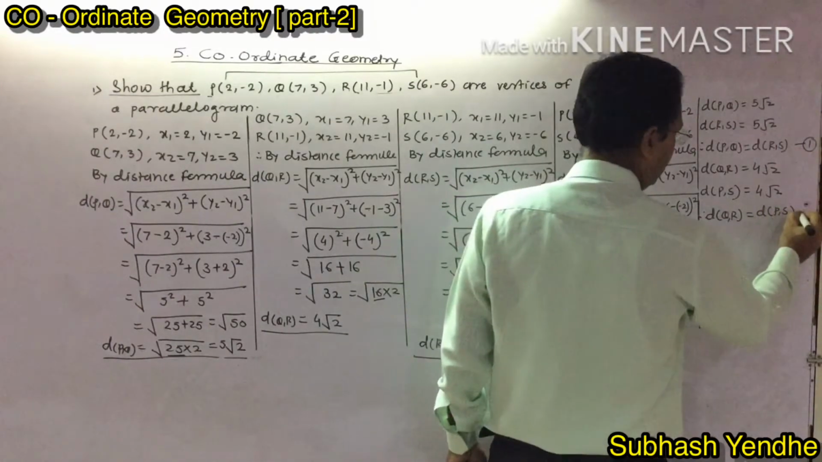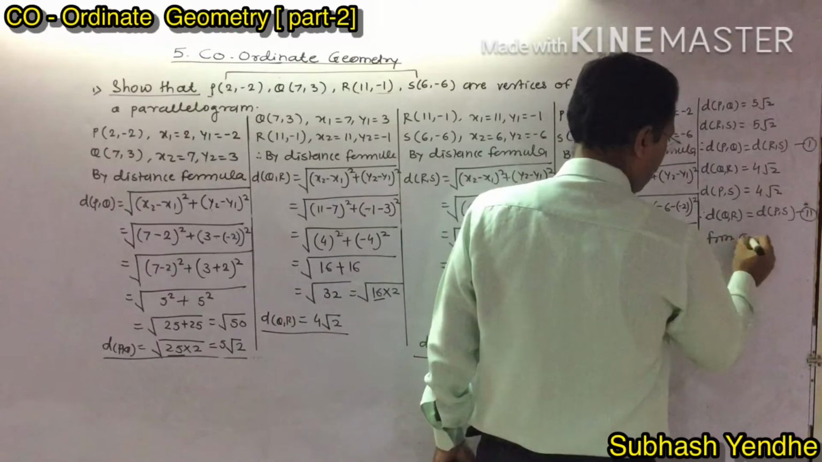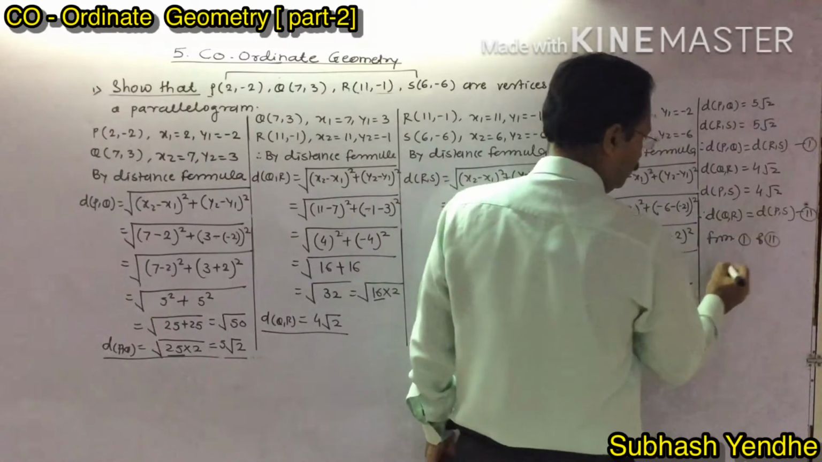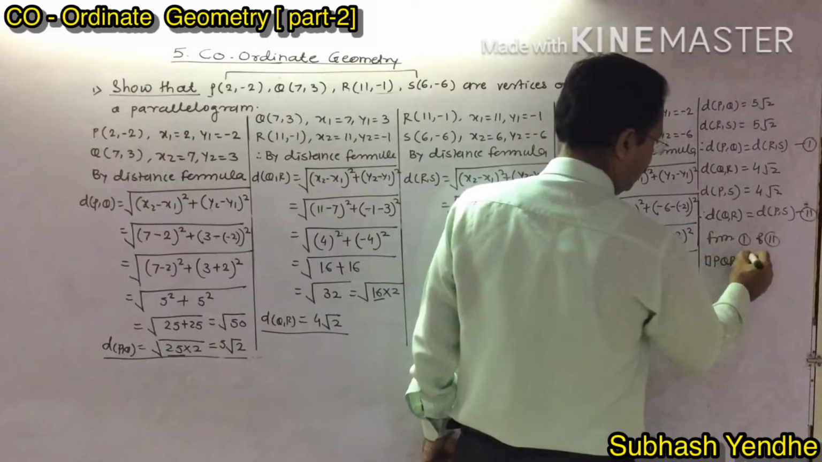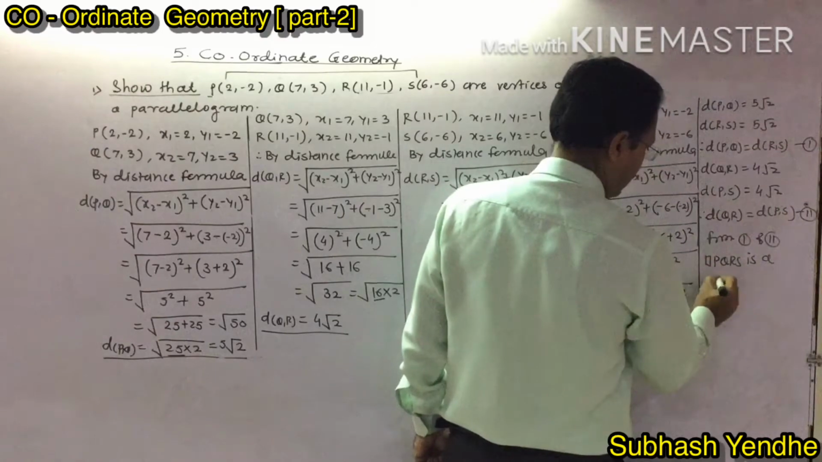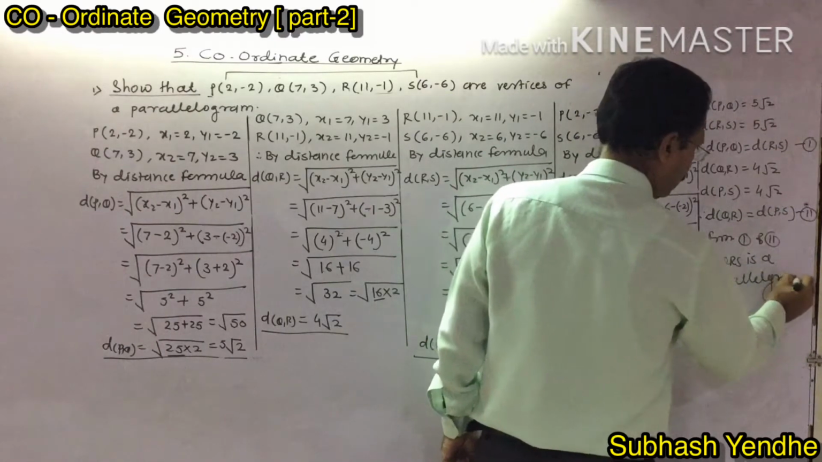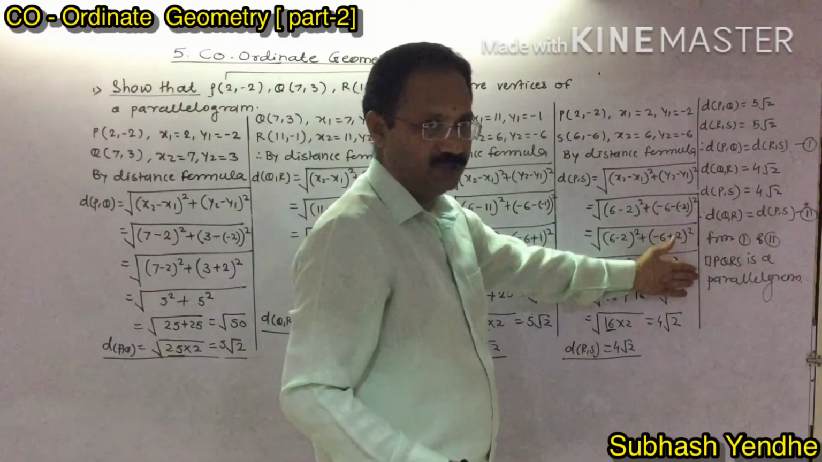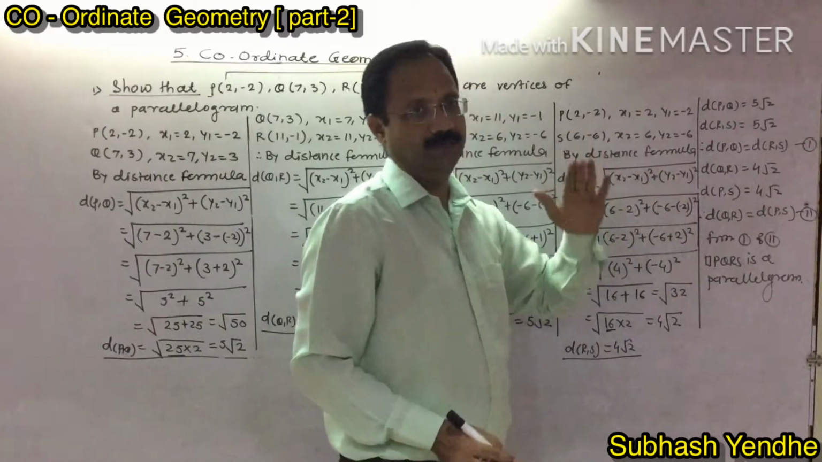And give the number second. From 1 and 2, you will get quadrilateral PQRS is a parallelogram. Okay, because the opposite sides are congruent, therefore it is a parallelogram.